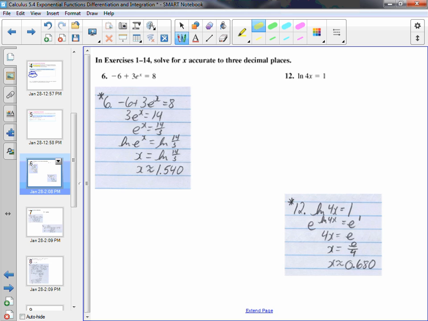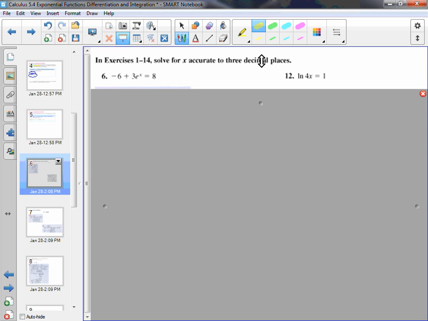All right, let's see how this works. Number 6 on page 356. Solve for x. So no calculus really, not yet. We're going to solve for x. And they want it to a decimal, so I'll get a calculator ready.